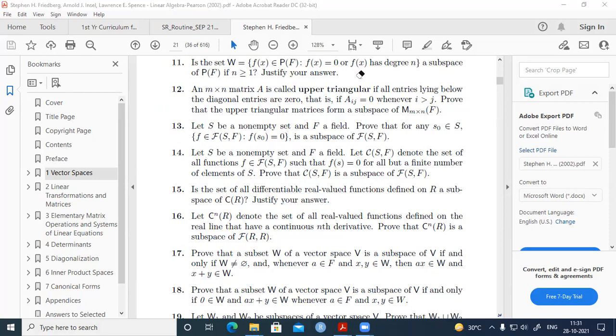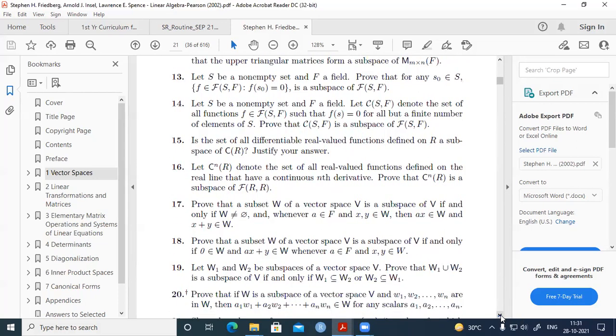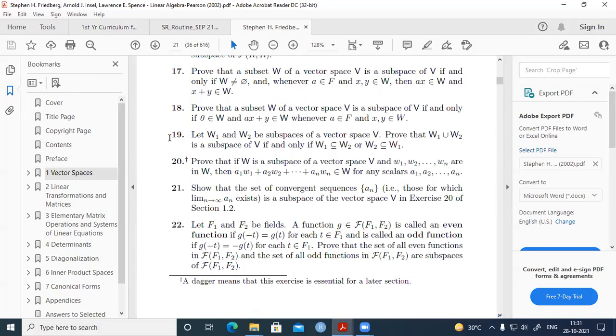Another important problem that you can try is the following. This is the problem. It's a very important problem. I will mark it with a star. Try to solve this problem. Try to think of it. Regarding this particular problem, I must tell you something.